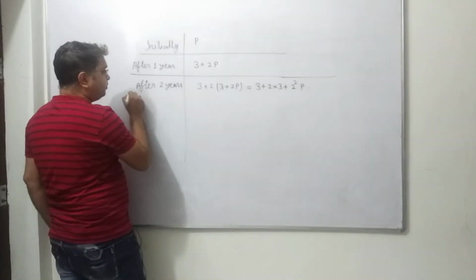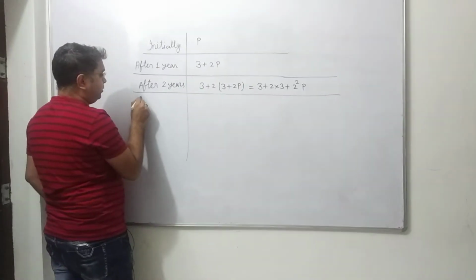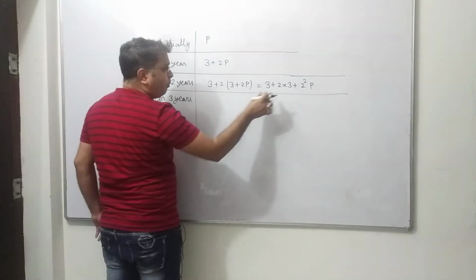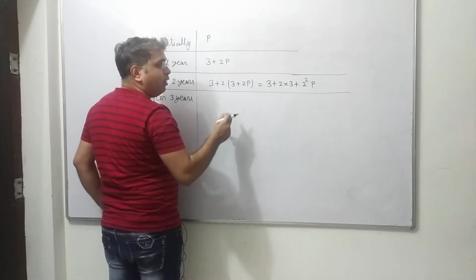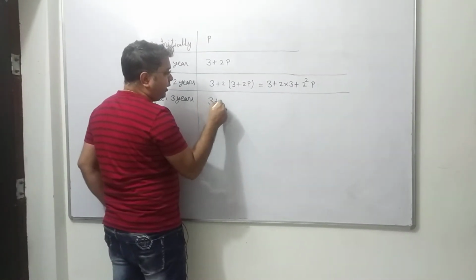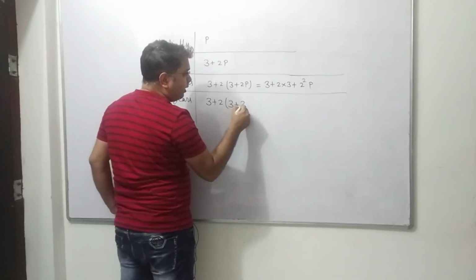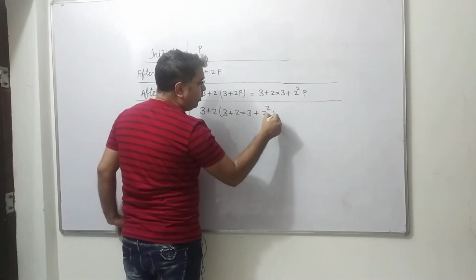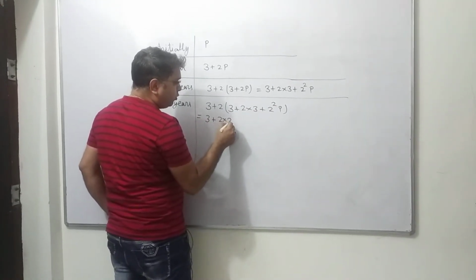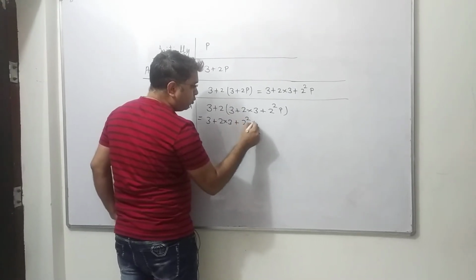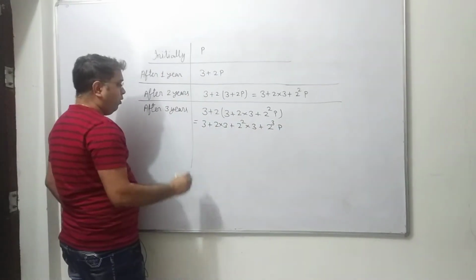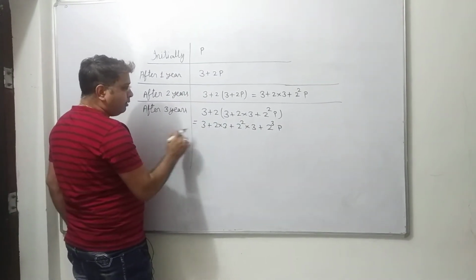Now after 3 years, the population will again become 3 plus 2P. Now what is the value of P? This one will be the value of P for this year. So 3 plus 2 into 3 plus 2 into 3 plus 2 square P. Now we will solve it again. So this is 3 plus 2 into 3, then 2 square into 3, and this is 2 cube into P. This is the population after 3 years.